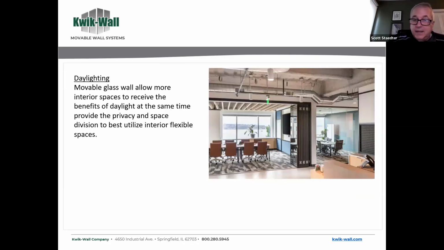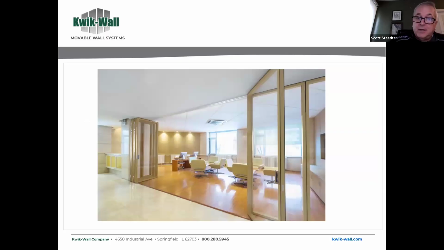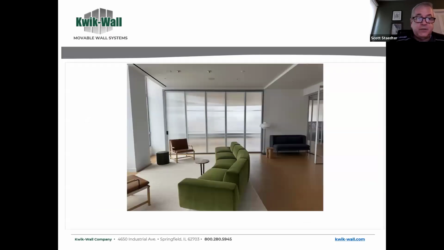Of course, there's daylighting. Operable glass partitions are best for bringing daylight into the interior spaces and giving you the ability to divide space, give you privacy, space division, and acoustical separation, yet allow the sun and natural light to flow into those spaces. And we all know the benefits of having interior or exterior light and daylighting into interior spaces. We also can create diffused glass.